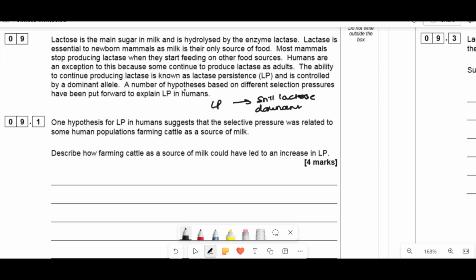A number of hypotheses based on different selection pressures have been put forward to explain LP in humans. One hypothesis for LP in humans suggests that the selective pressure was related to some humans farming cattle as a source of milk. Describe how farming cattle as a source of milk led to an increase in LP.